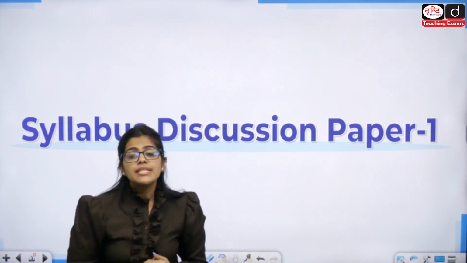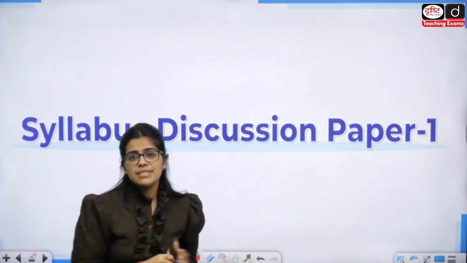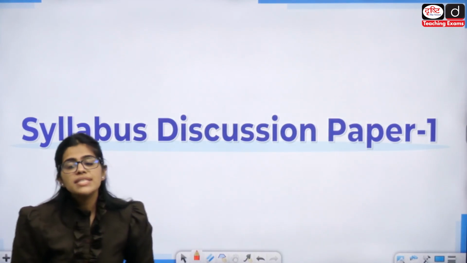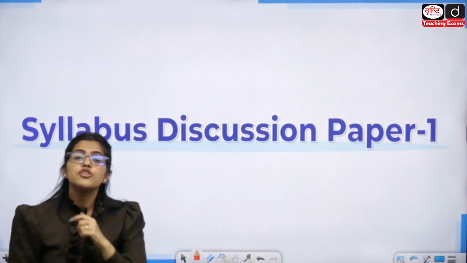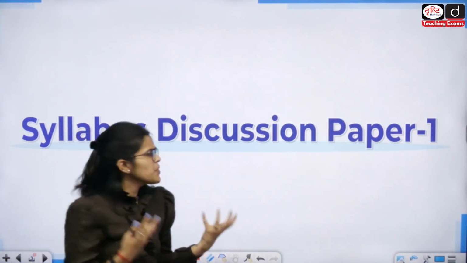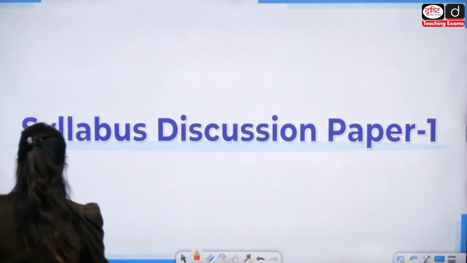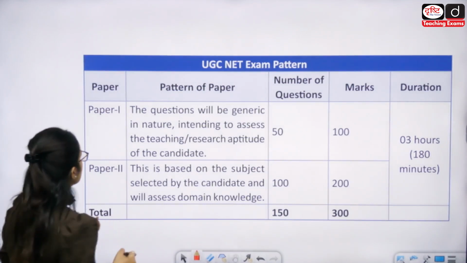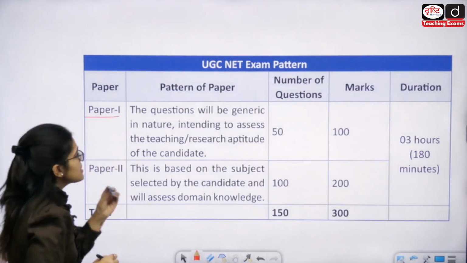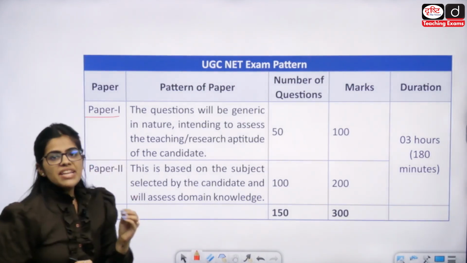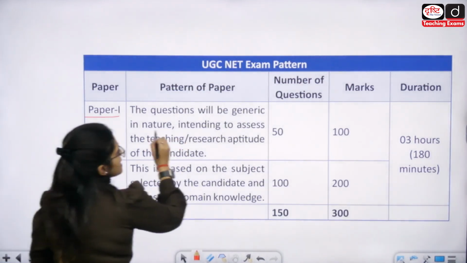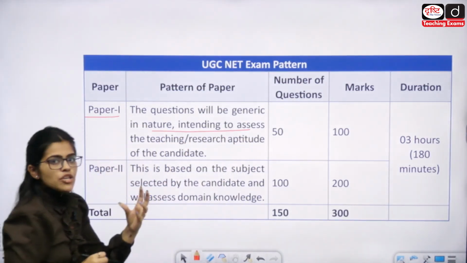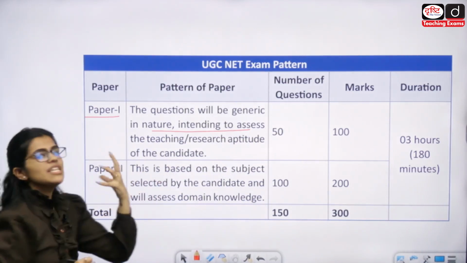It is going to test your aptitude and your comprehension skills, while paper 2 is the paper that you have already studied in your BA and your MA, which we can call a core paper. Let us see the broad structure or the exam pattern. Paper 1 contains questions that are very generic in nature, and they are intended to see your research aptitude and your teaching aptitude.